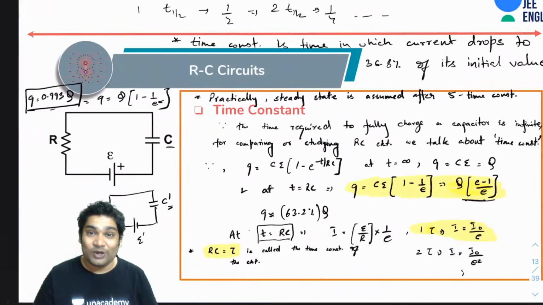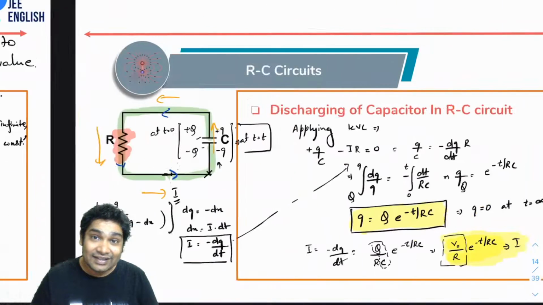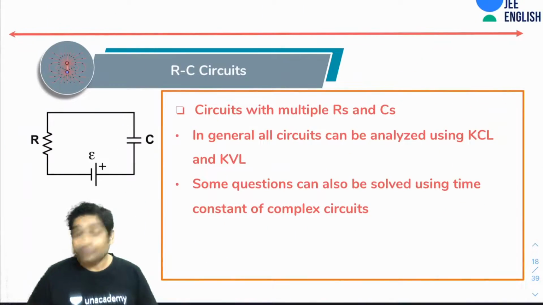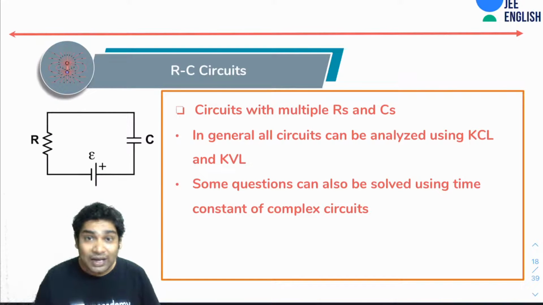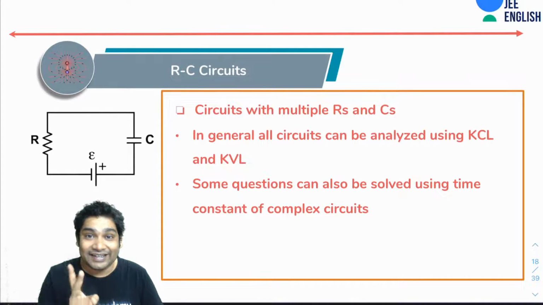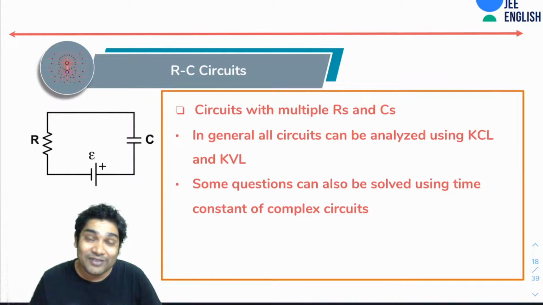Okay, so this is all you needed to know about the charging and discharging of capacitors. Okay. Next, right now, we were only talking about the simple RC circuits which had only one battery, one resistor, and one capacitor. What happens when we are encountered with more complicated circuits?